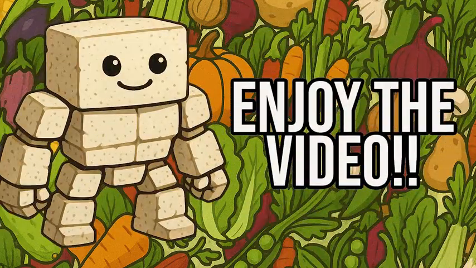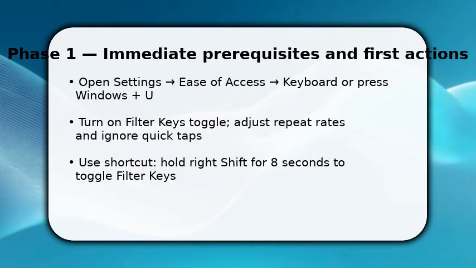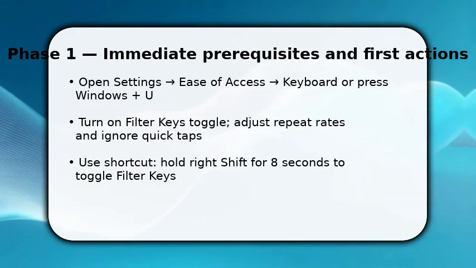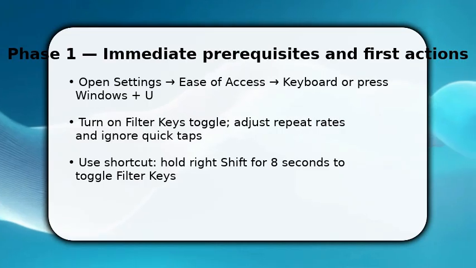Please enjoy the video. You start by enabling filter keys so the system ignores accidental keystrokes. Open Settings, go to Ease of Access, then Keyboard. Once there, flip the filter keys switch on. Make sure to enable the shortcut. Hold the right Shift key for 8 seconds so you can toggle it quickly.